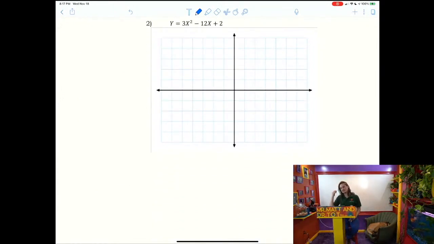We have y is equal to 3x squared minus 12x plus 2. So I'm going to give you 4 minutes. Please graph this equation, and then we'll go over the solution.